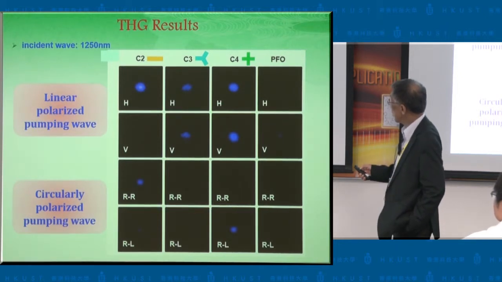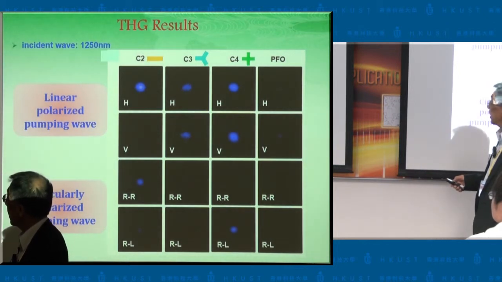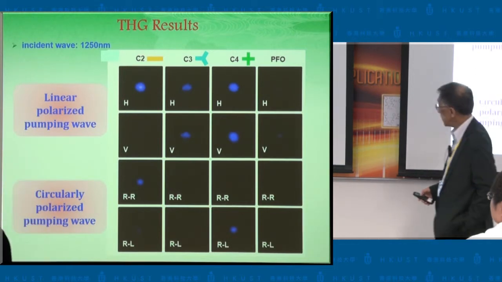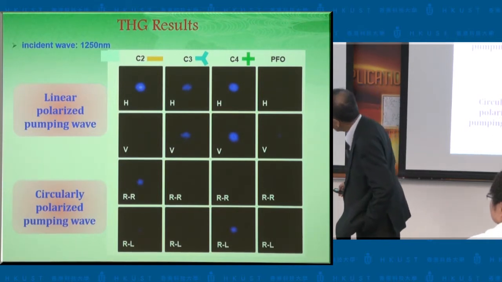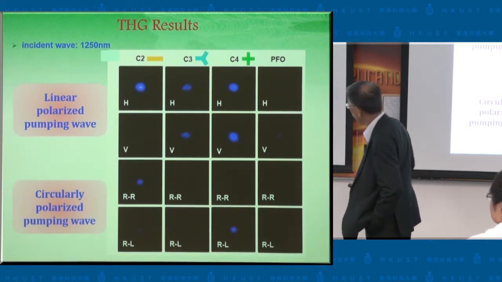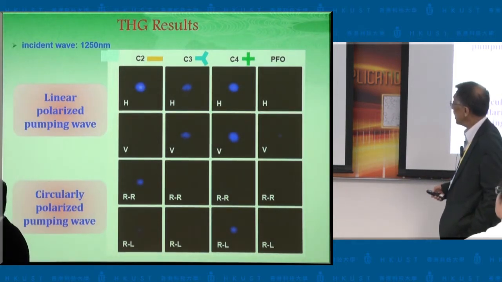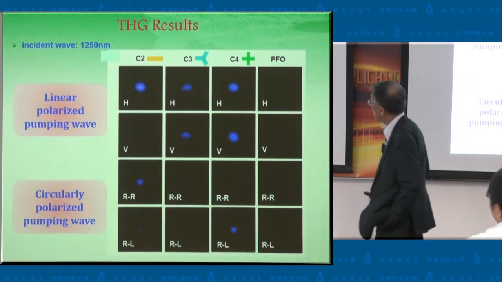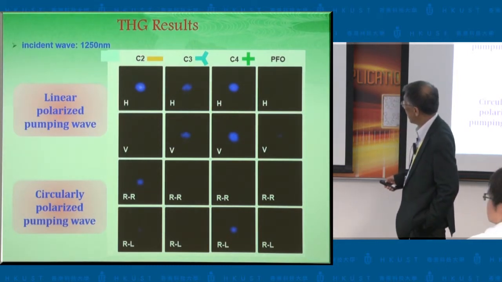And for C2, only the horizontal will give you the harmonic generation. For the circular polarized lights, RR, if you look carefully, there's in fact the RL as well. It's very weak. And then you have the C4, you have the RL here much stronger. Because both actually have a C4 symmetry, but obviously when you have a more complex structure here, it will give you a much stronger enhancement.